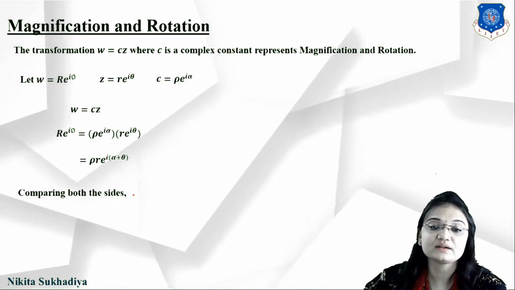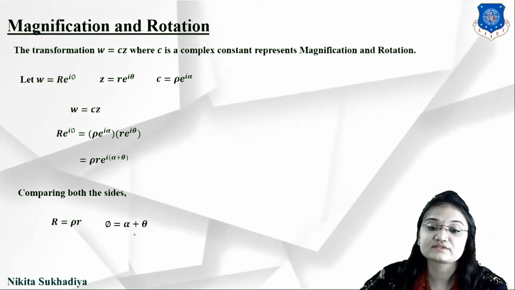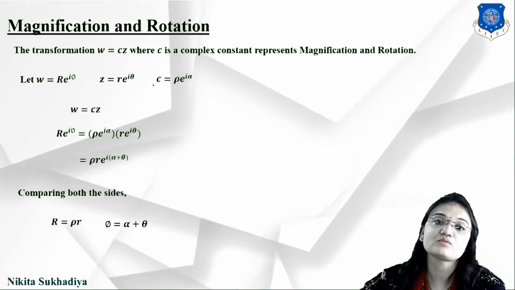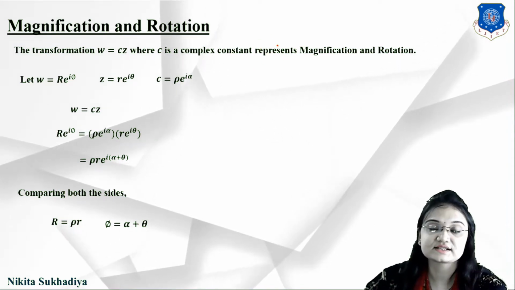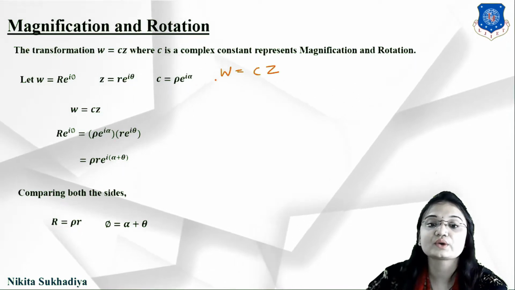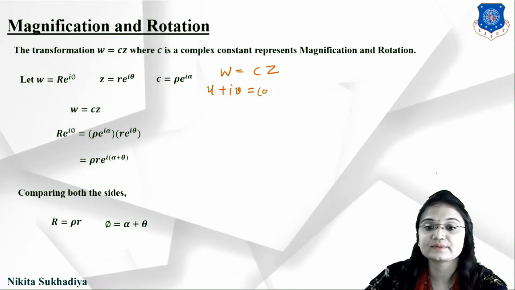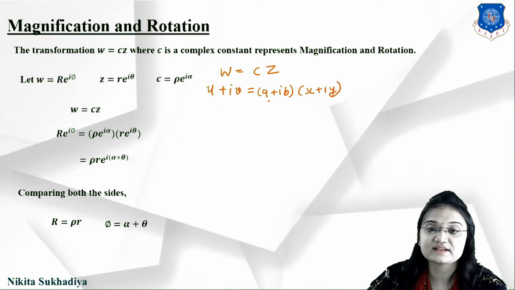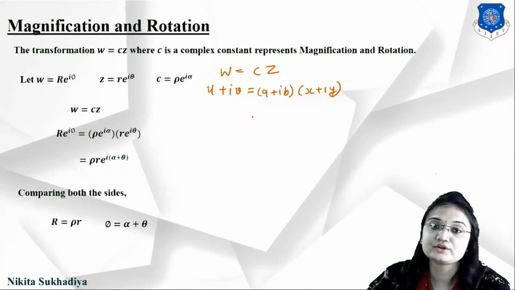Okay, so by comparing both sides, we will get R is equal to rho R and phi is equal to alpha plus theta. So this is a representation in the form of R and theta. If we want to solve this in x and y form, we can write W is equal to Cz, which is nothing but u plus iv, and this one is (a plus ib) into (x plus iy). And by separating real and imaginary parts, we will easily get u and v in terms of x and y.